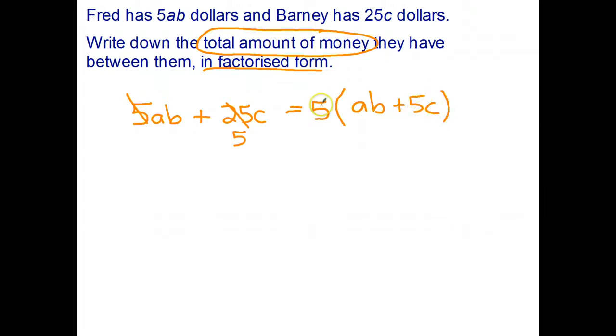Let's do a quick check. 5 times ab is 5ab plus 5 times 5c is 25c. And that's the answer in factorized form.